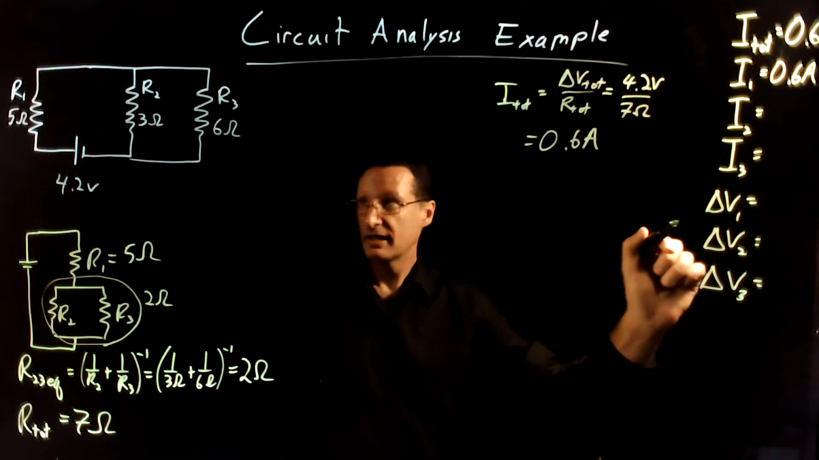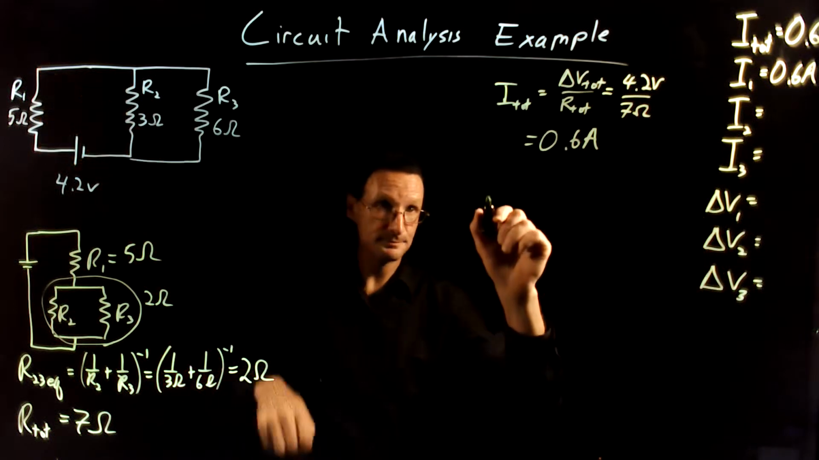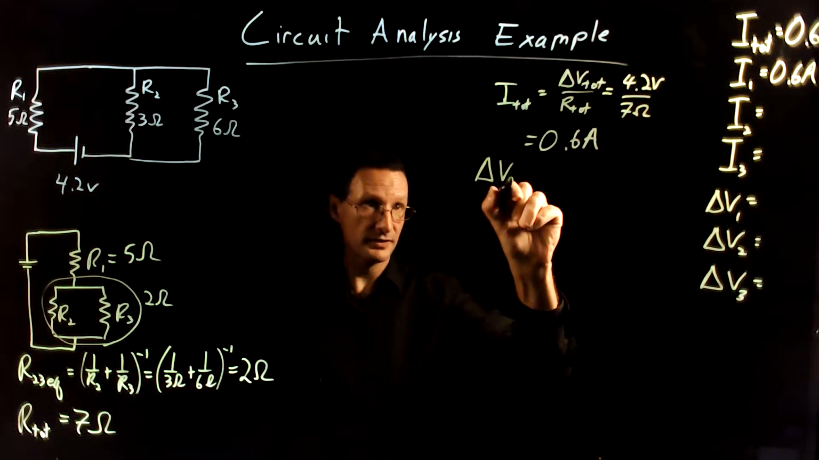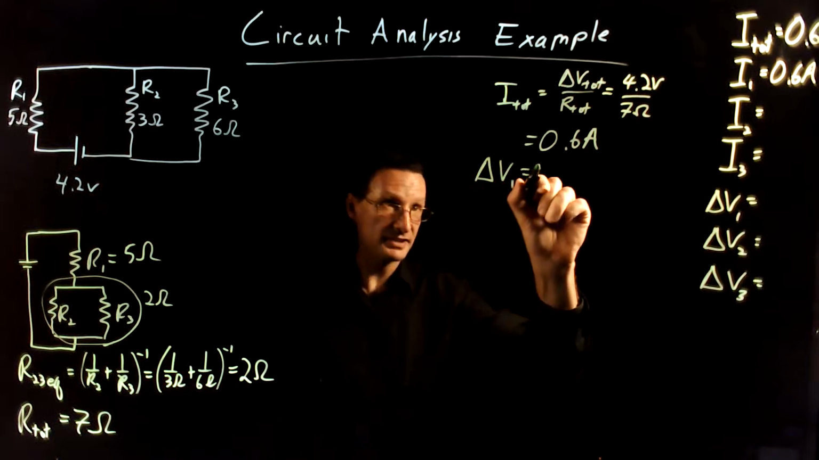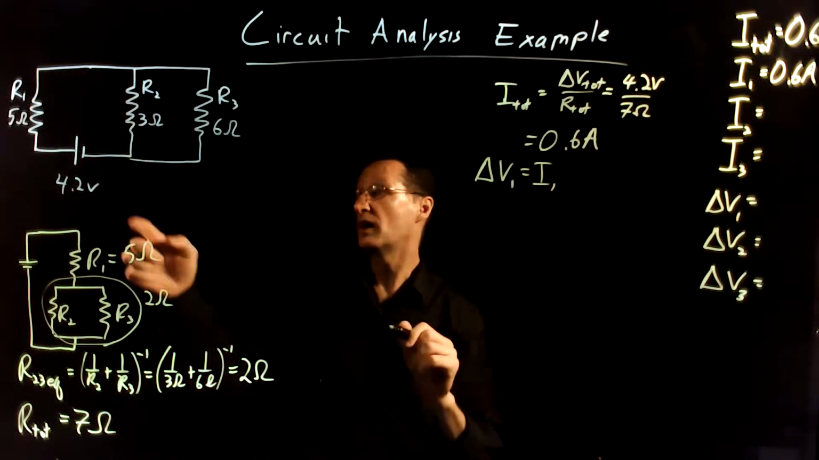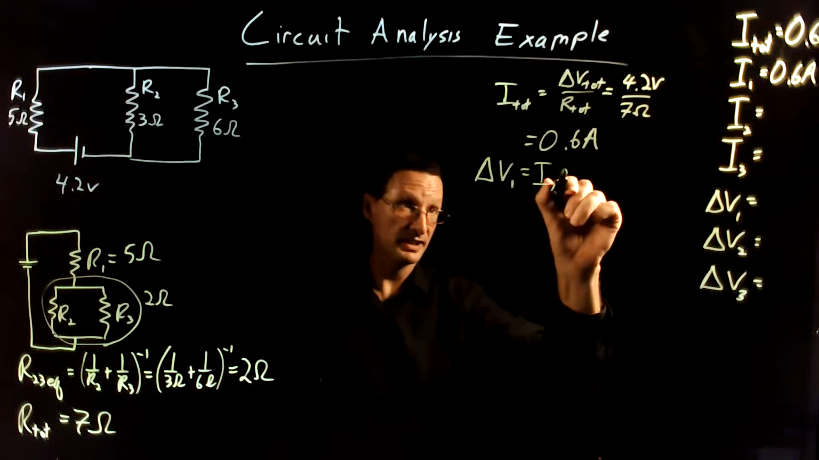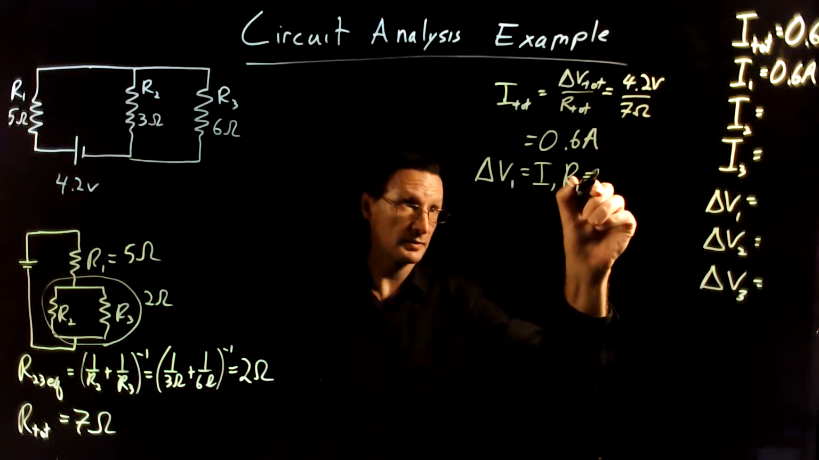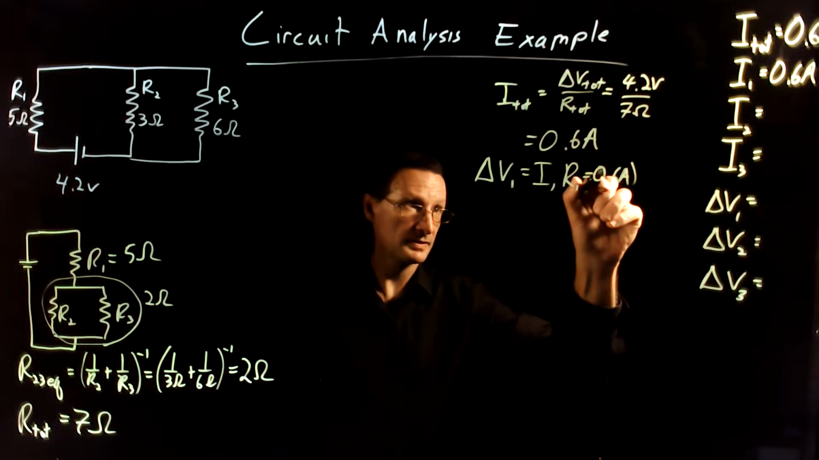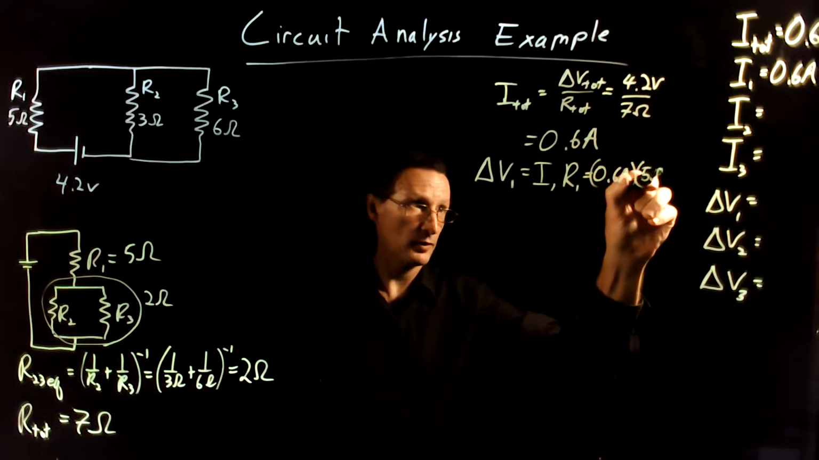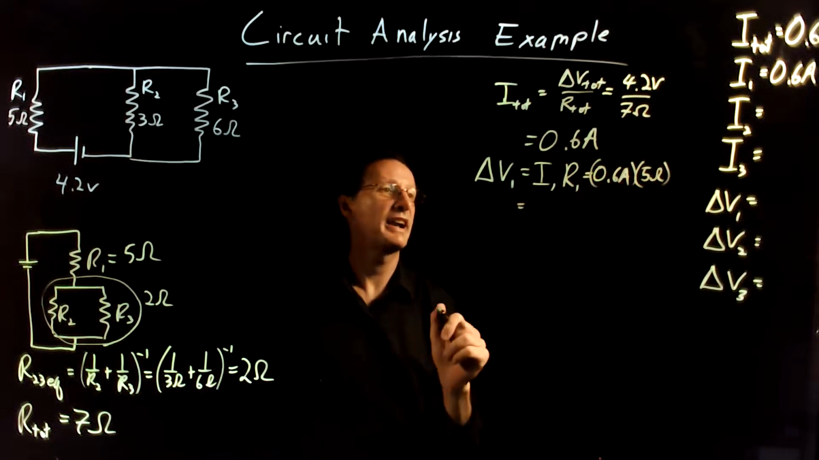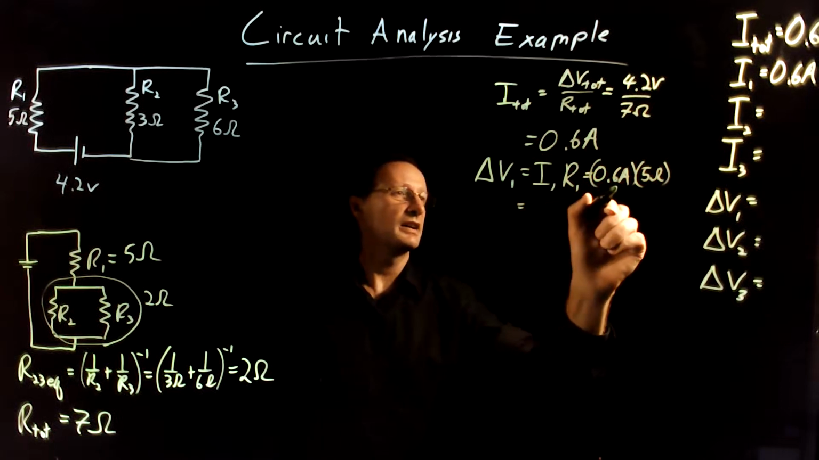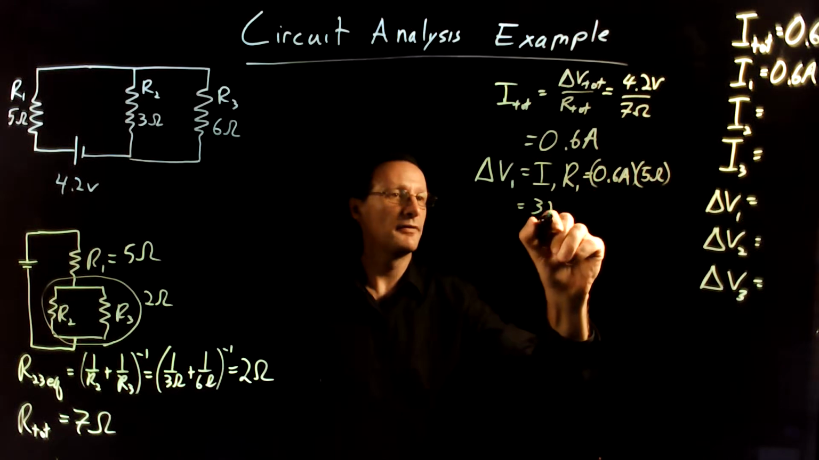I can also look at the voltage drop across R1, delta V1, and that's just going to be the current through R1, which I know is 0.6 amps, times the resistance of R1, which I know is 5 ohms. So that's going to be 0.6 amps times 5 ohms. And when I multiply that out, that gives me 3 volts.